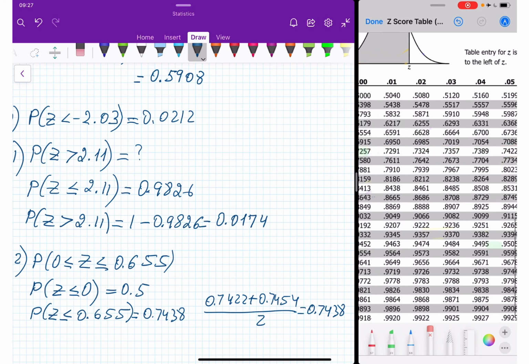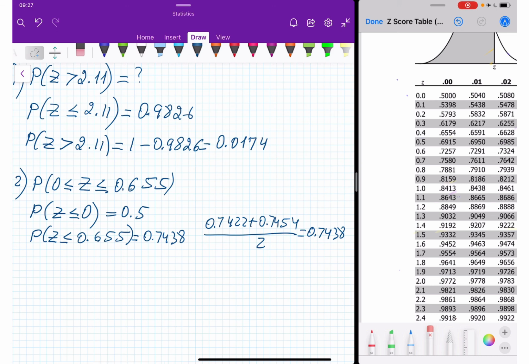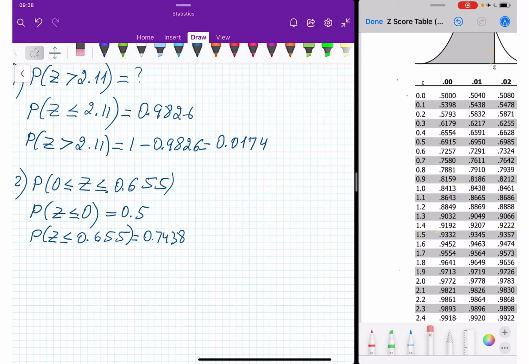Thank you to this table. Moving on. I can clean it. We already did it. So from here, probability between 0 and less than 0.655 is equal 0.7438 minus 0.5, which is equal 0.2438.